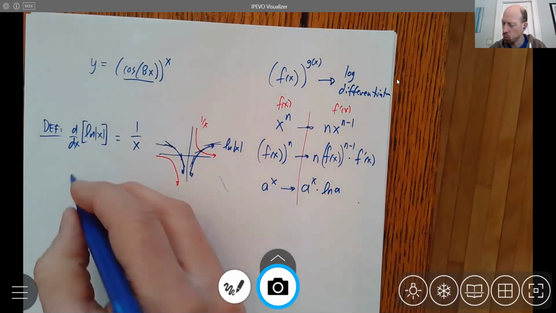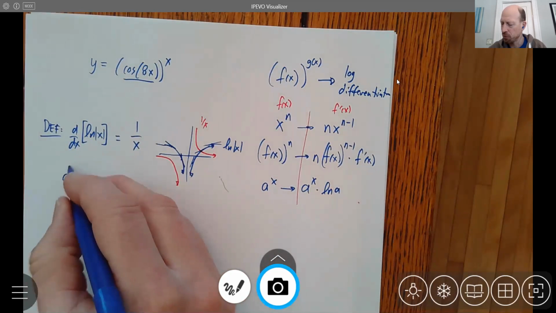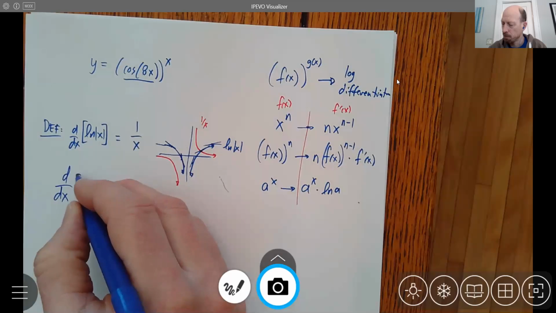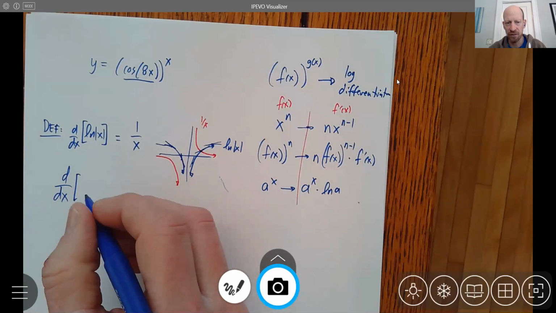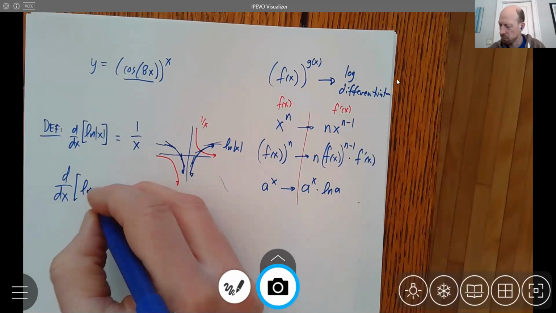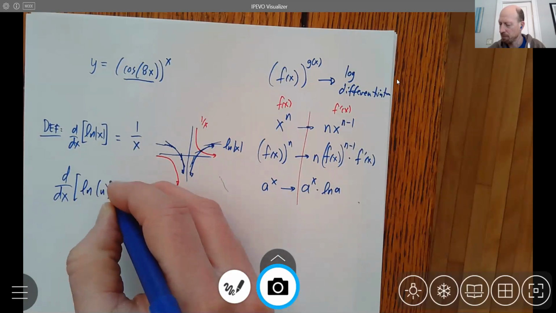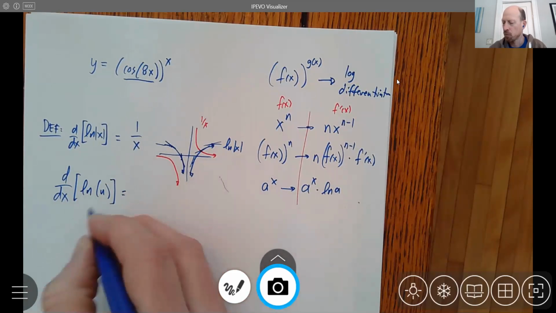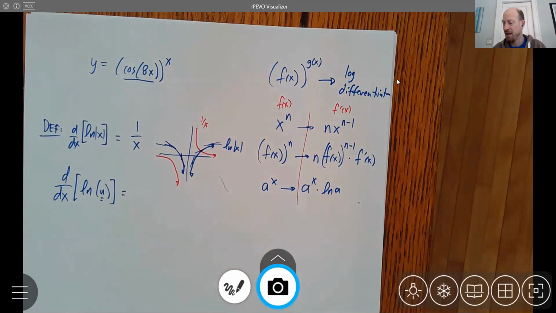And what we like to do is remember these rules rather than just natural log of x. It's more versatile if we can imagine this inner function to be anything.